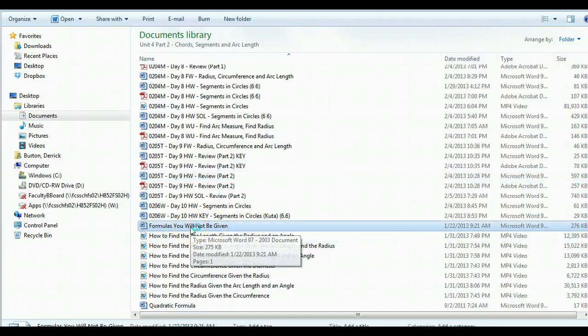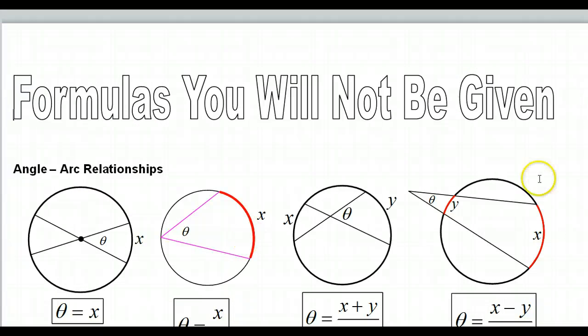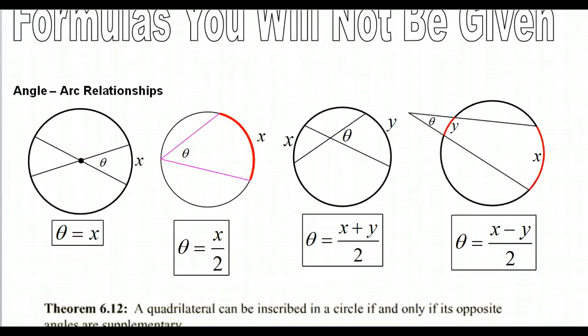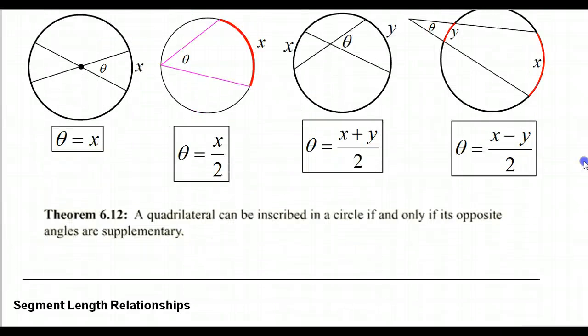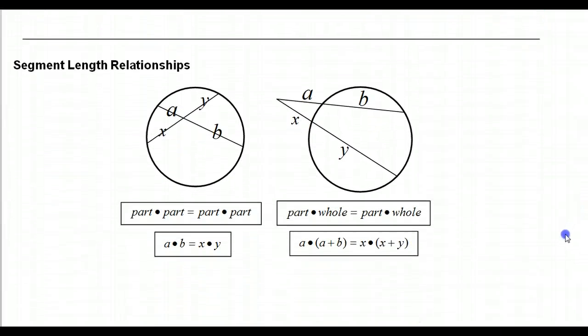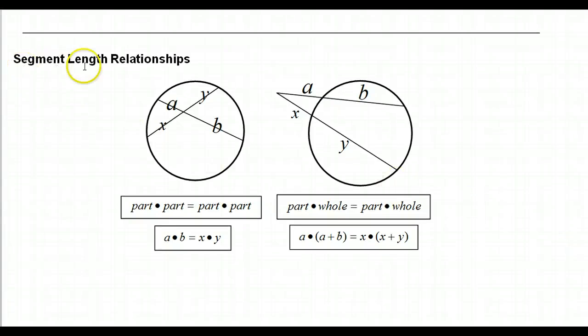Let's look at those formulas we will not be given. In this particular unit, this was the last unit with the arcs and angles and inscribed. There's always some review questions you have to deal with. But we've moved on to working with segment lengths pertaining to circles inside and out. And so get these formulas back in the front of your brain. You must memorize them. If we're inside the circle completely, it's part times part equals part times part. A times B equals X times Y.